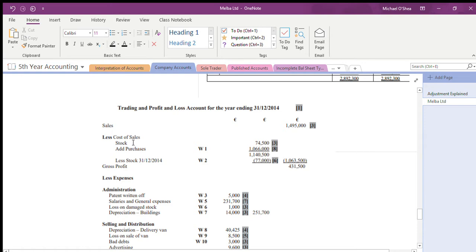Sales, cost of sales, stock, and purchases. So cost of sales obviously being our title. This is our opening stock. Our purchases, cost of goods available for sale, but it's just adding the two together. Take away closing stock. This is our cost of sales, gross profit.